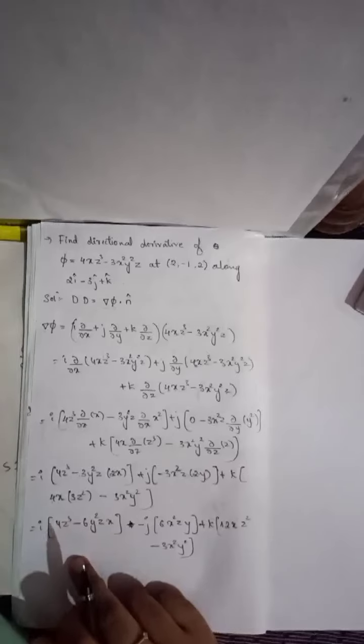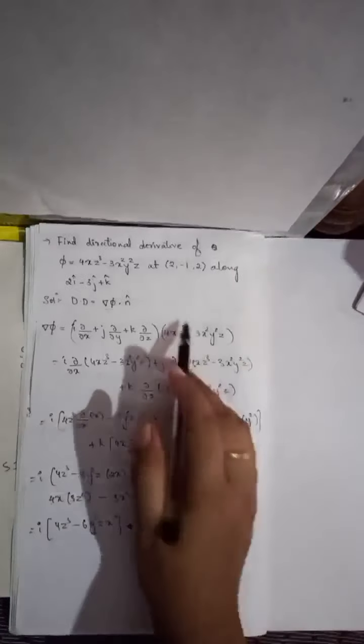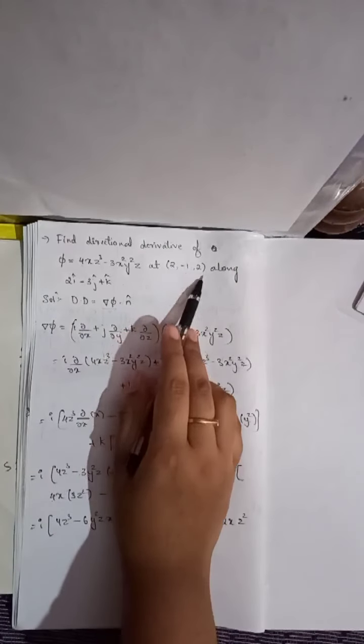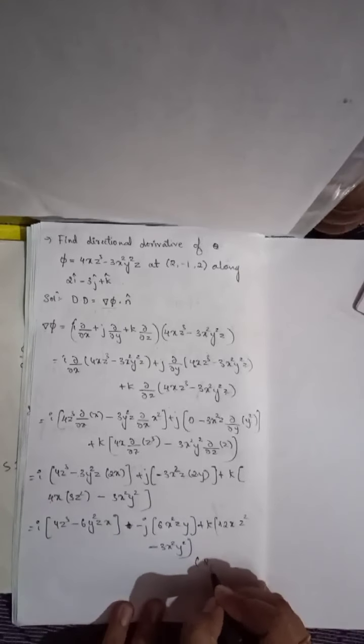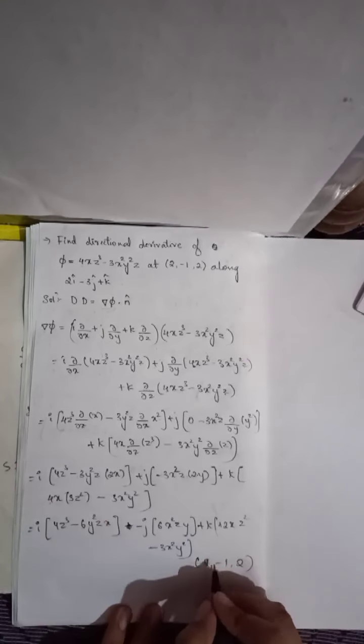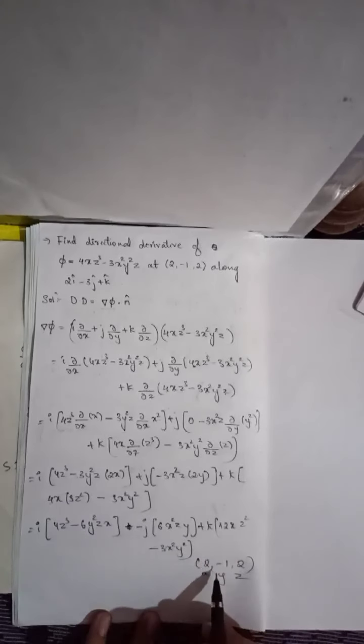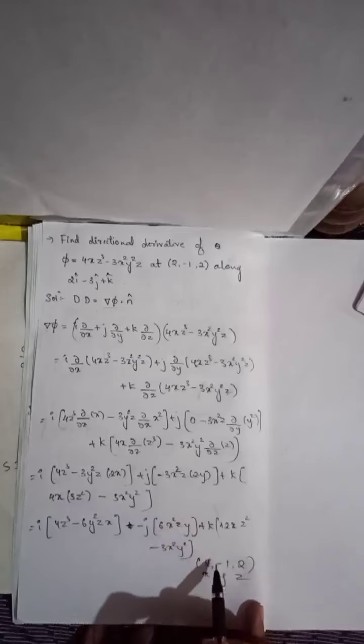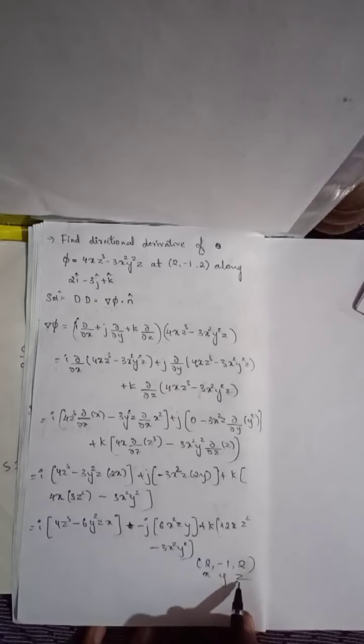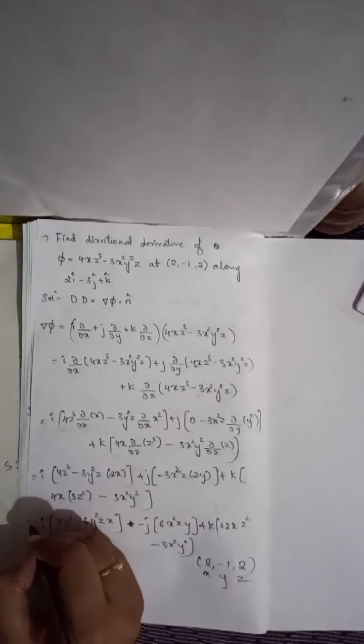So this is your del phi. Now the point is given as (2, -1, 2). Take the three coordinates, first as x, second as y, third as z. So wherever there is x in this whole expression, put 2, wherever there is y, put minus 1, and wherever there is z, put 2.